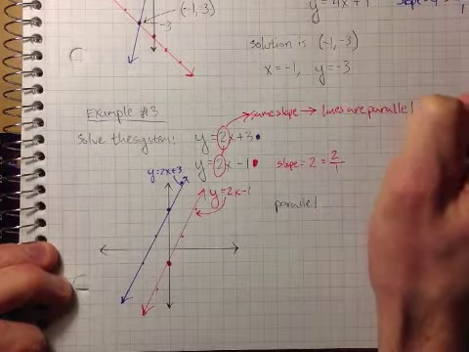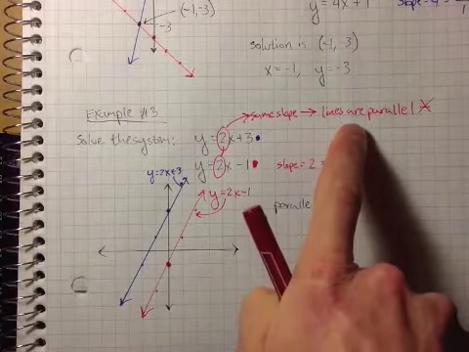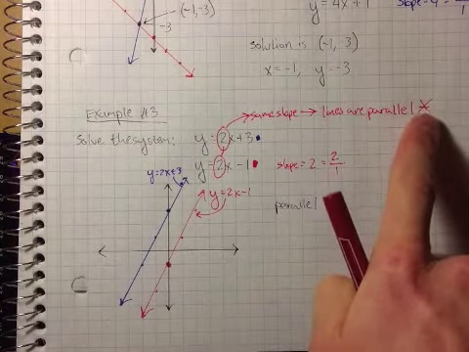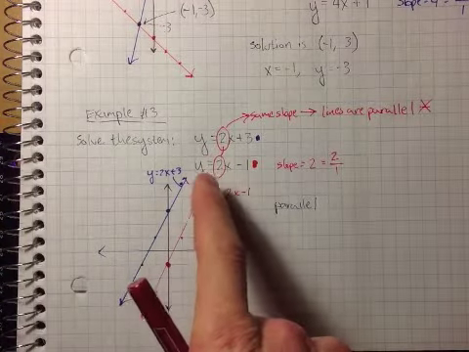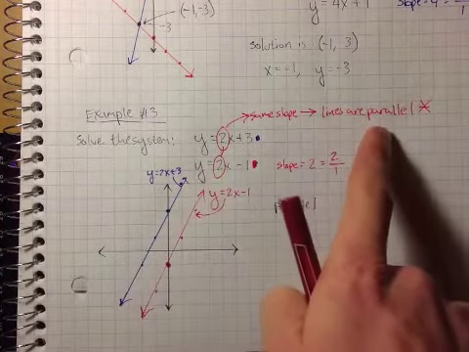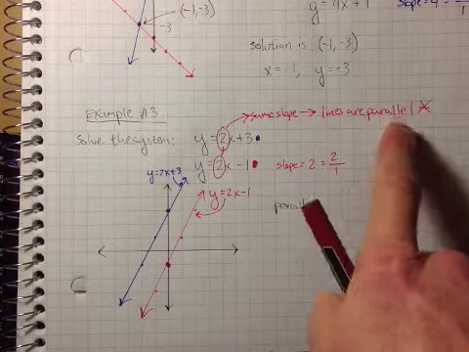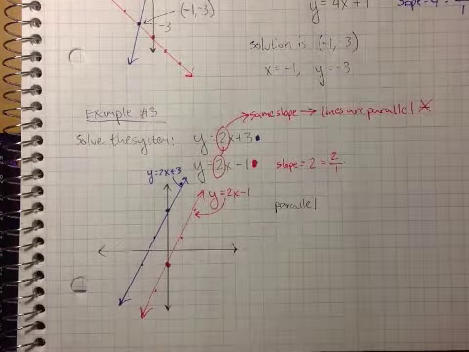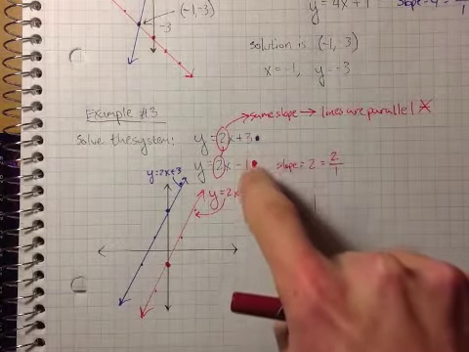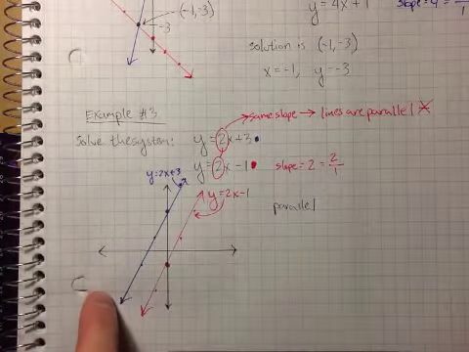And I'm actually going to put a little star next to this, not necessarily because it's important, although it is important. I'm going to put a star there because we're going to see a situation where two equations have the same slope, but you wouldn't quite call them parallel. Okay, so we're going to see that in the next example. But in this case, the slopes are the same, and the y-intercepts are different. That means that the lines are parallel.